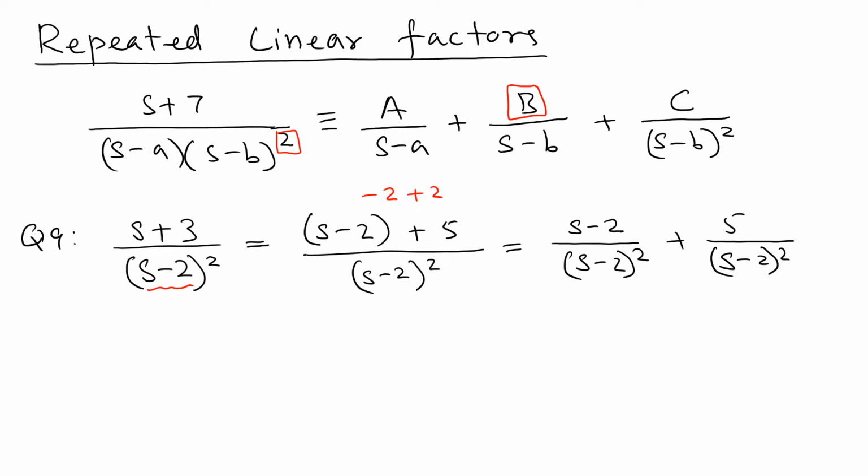And in the first term, you can see you can simplify this one. When you simplify, you can see that this is 1 over s minus 2 plus 5 over s minus 2 squared. So you can see that they have the same pattern. So it's just a constant in both.